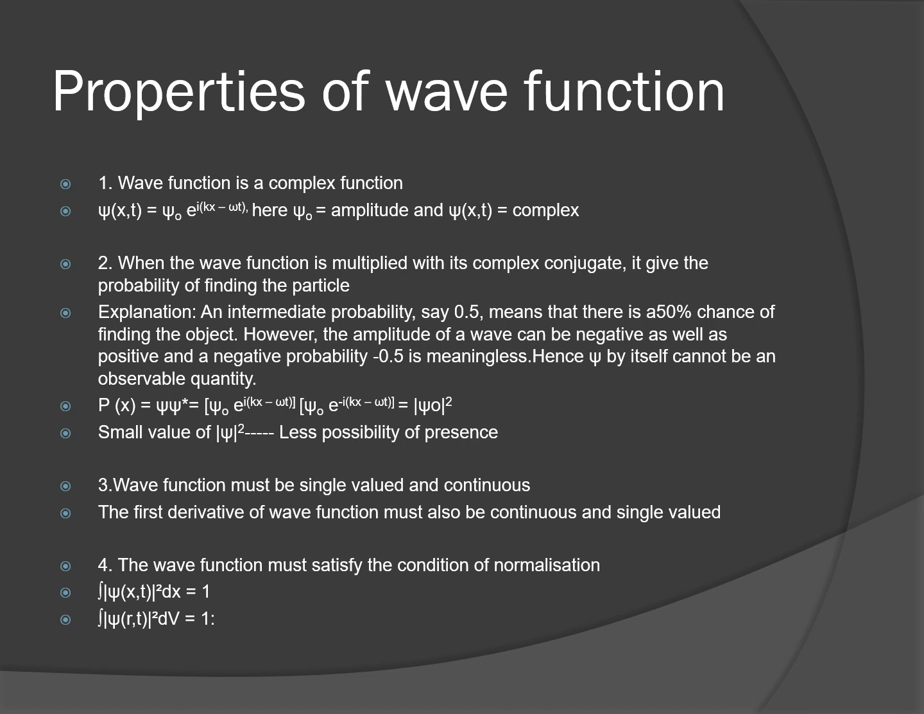Why is the wave function complex? It describes the dissipative forces. Now, how to make the complex real? We have to multiply by its complex conjugate. If I multiply the wave function by its complex conjugate, it gives me the measure of probability of finding the particle. So if I say the probability is 0.5, there is a 50% chance of finding the particle.